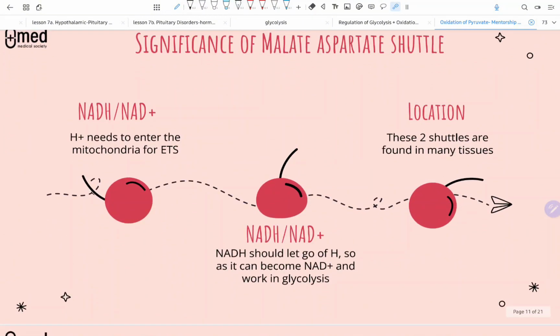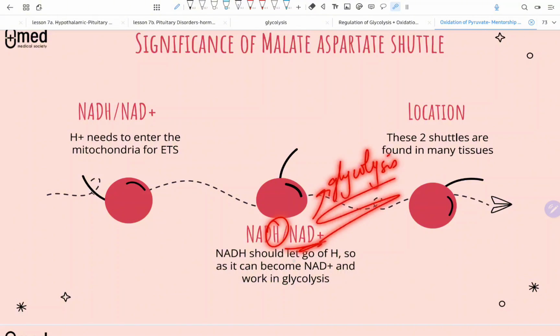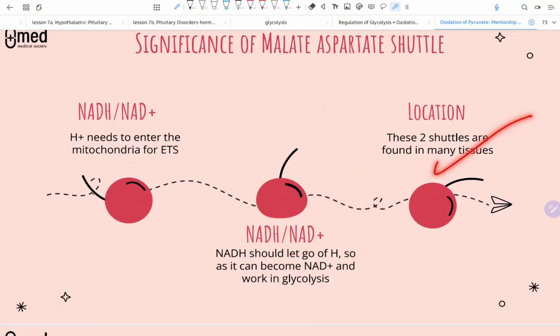So this is easy. It's telling you what's the significance of the malate aspartate shuttle. We need to deliver the H plus to the electron transport system. We should let go of this H so that NAD plus can go back to glycolysis. As I told you before, NAD plus is needed for glycolysis, and these two shuttles are found in many tissues.